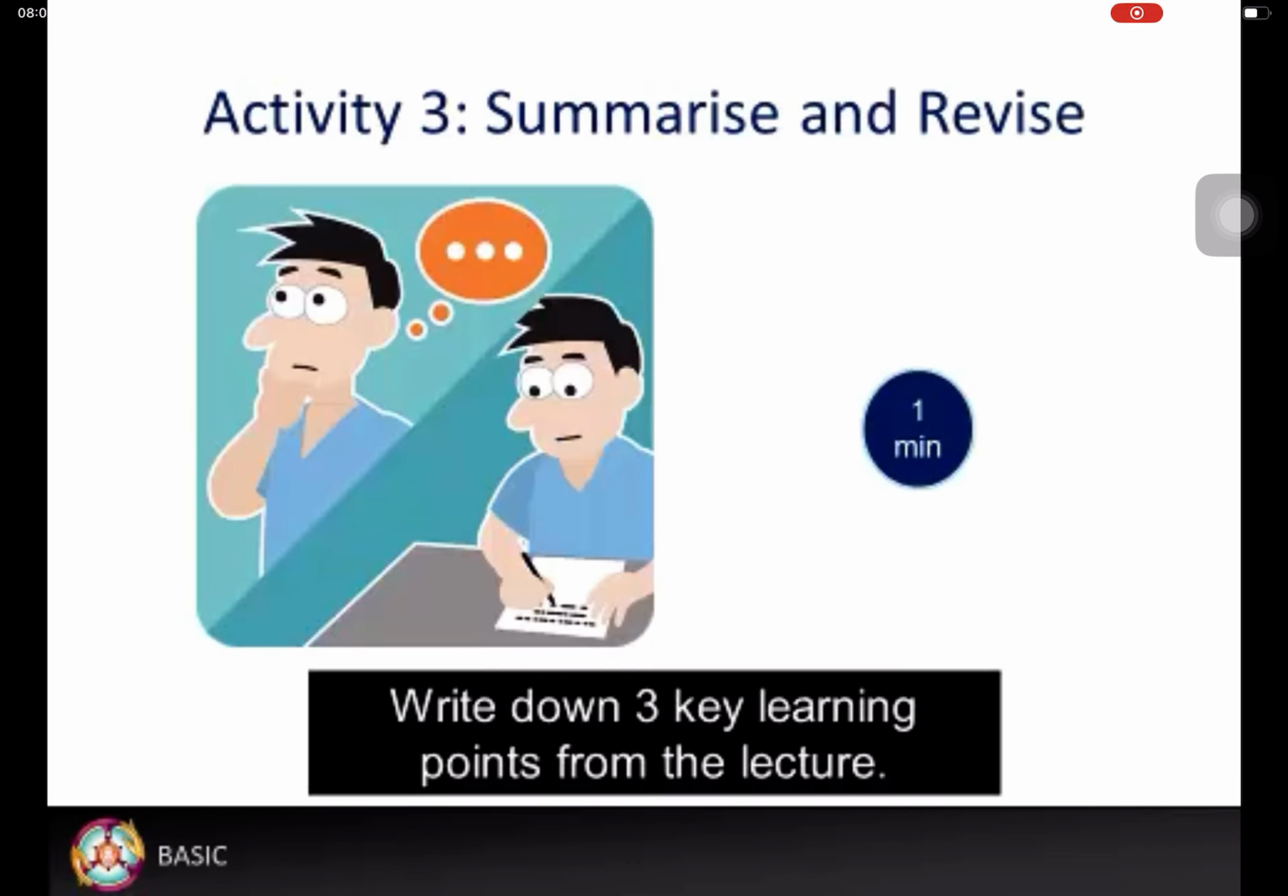Write down 3 key learning points from the lecture, 3 things you think would be important to tell a colleague who did not hear the lecture. I'll give you a minute to do this.